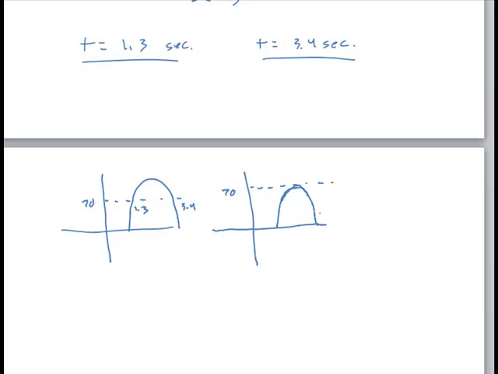That means that would be the maximum height. It would reach 70 feet at the vertex, wouldn't go any higher, and that would be it. One solution, one answer to that problem.